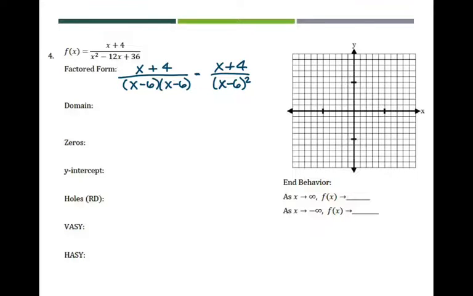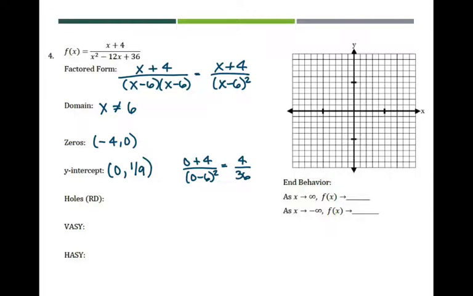Okay, so for my domain, since my factors are the same, we really only have that one restriction: x cannot be 6. For the zeros, that's coming from my numerator, so I'm going to have an x-intercept at negative 4, 0. And for my y-intercept, I'm going to plug in 0. So I have 0 plus 4 over 0 minus 6 squared. That gives me 4 over 36, which reduces to 1/9. I did not have any factors that canceled, so I do not have any holes.